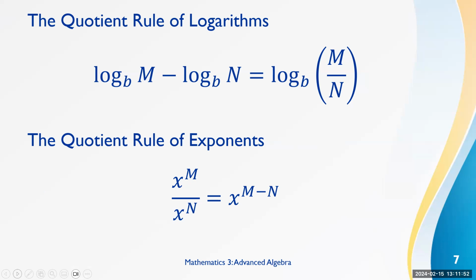Okay? In analogy, this is also applicable for the quotient rule of exponents, wherein if we want to divide two expressions with exponents, same base, we copy the common base, and we are going to subtract the exponents. So exponent of the numerator minus the exponent of the denominator.